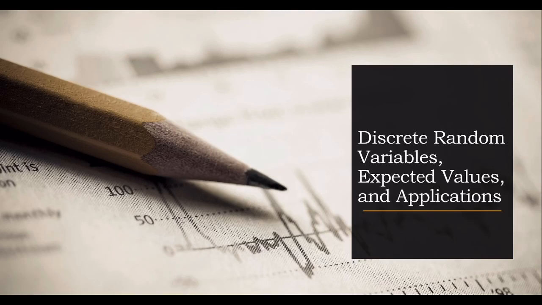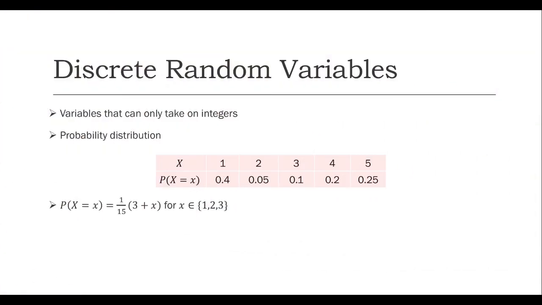Welcome to the video on discrete random variables, expected values, and applications. A discrete random variable is a variable that can only take on integers. So it can be positive whole numbers, negative numbers, or zero.